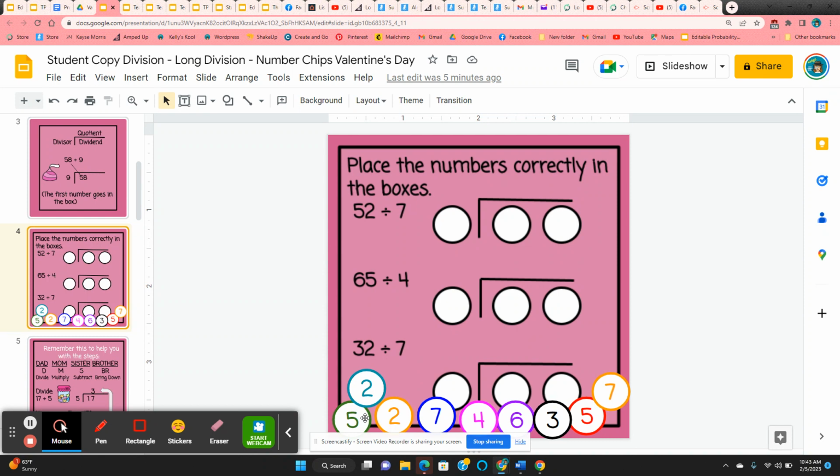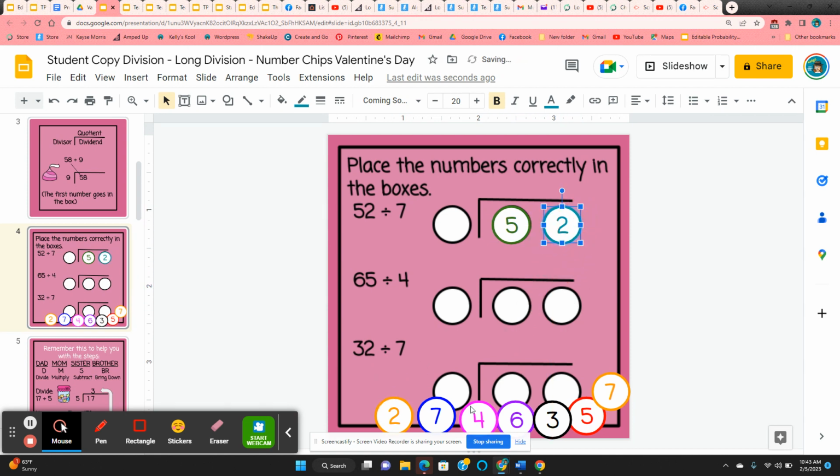So they're going to click and hold on a number, and they need to know that the 52 goes inside and the 7, or the divisor, goes outside. So they're just going to put those in the correct place.